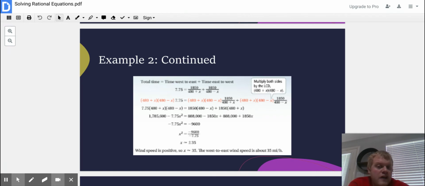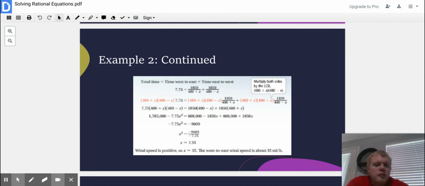In the first one, we're going to have to FOIL that out two different times, right? And then on both of these on the right side, on that first one, 480 plus x will cancel the denominator out. And on the second one over here, we'll have 480 minus x cancel that denominator out. So essentially, we're just distributing that 1850 into just one of those factors. Very simple there. So when simplified here, we should get 1,785,600 minus 7.75 x squared. And on the right side, when all combined, should give us a negative 9.